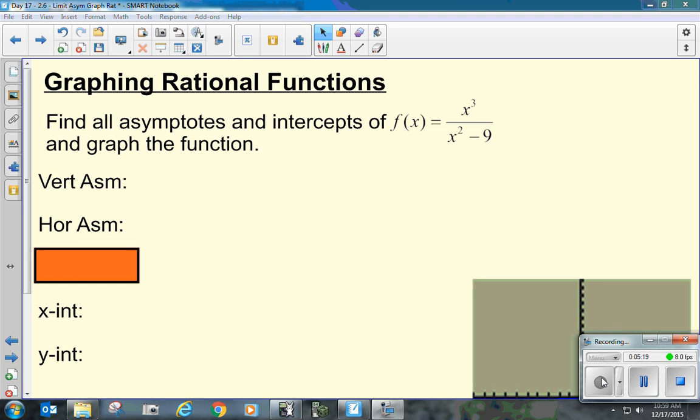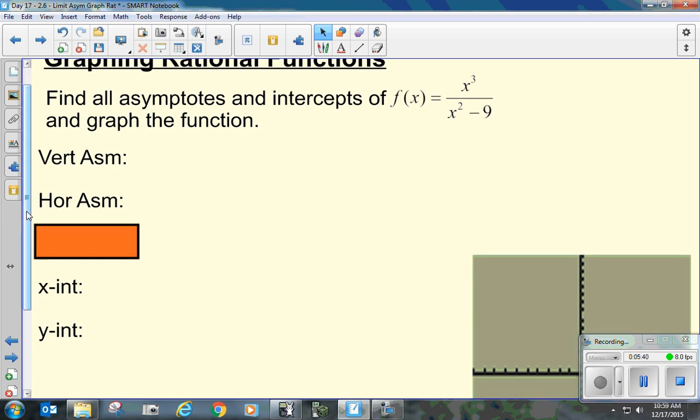Here we go. Graphing rational functions. We're going to graph these functions that are fractions. And it's not too bad. We're going to do it without a calculator and check it with a calculator. Now, we're going to start by doing our asymptotes. And we've already done these, so we're getting pretty good at them. What are my vertical asymptotes for the function x cubed over x squared minus 9?